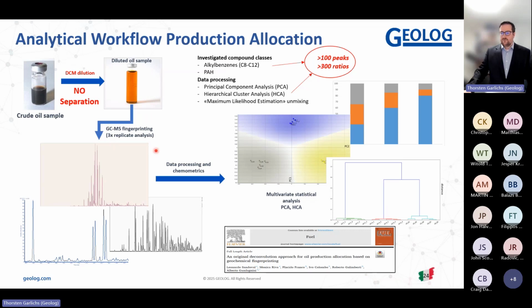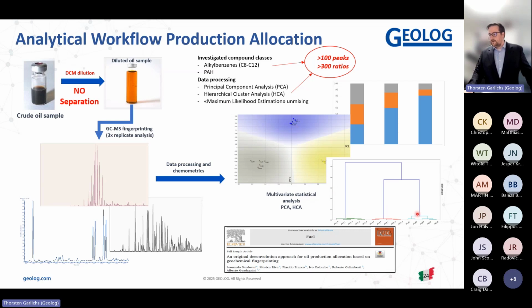Normal cases, we will run 3 replicate analyses, and you have your chromatograms. After you have your chromatograms, we go to the data processing. What is analyzed? It is the alkylbenzenes and polyaromatic hydrocarbons. We generate or analyze 100 peaks and calculate roughly 300 ratios out of it. The ratios and the data, they are normally processed with statistics, and this is a very common approach in geochemistry with principal component analysis, hierarchical clustering, and then for unmixing, we use the maximum likelihood estimation.